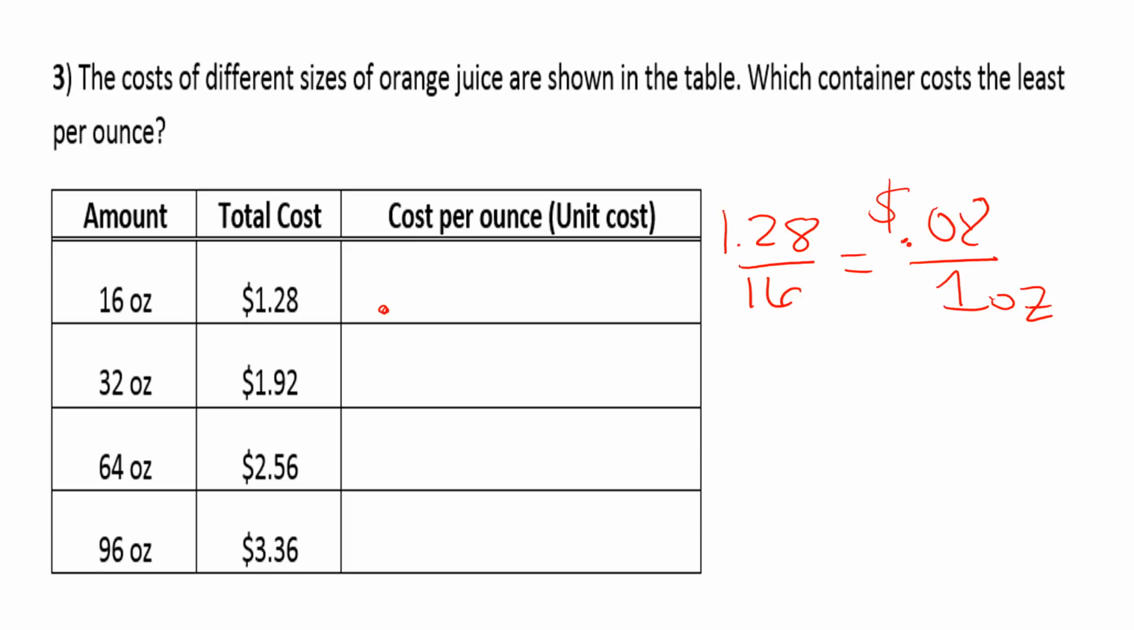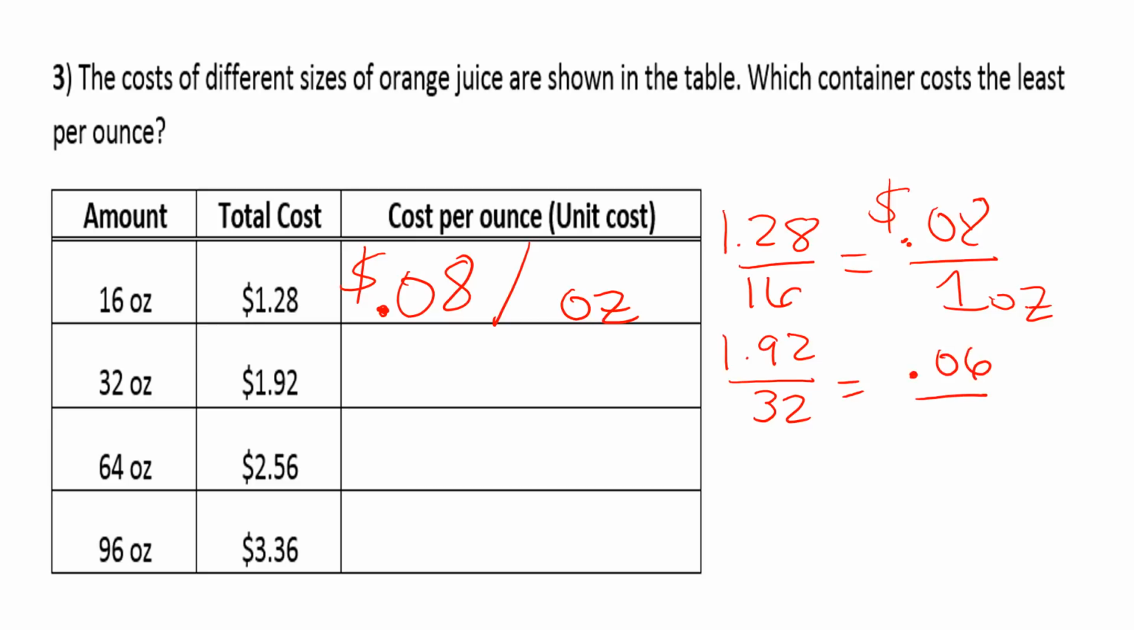So we would write 0.08 per ounce. We are trying to compare what the best buy is. The next one is 32 ounces for $1.92. So we are going to take $1.92 divided by 32. When we do that, you will see that you get 0.06 over 1. So that is 6 cents per ounce. So we're going to write that right here.